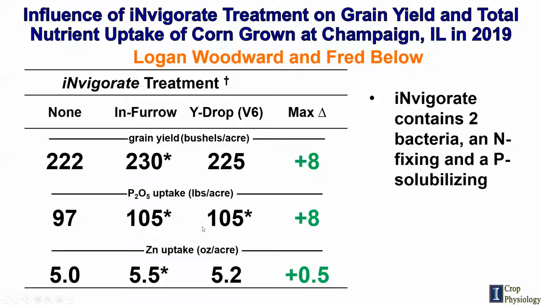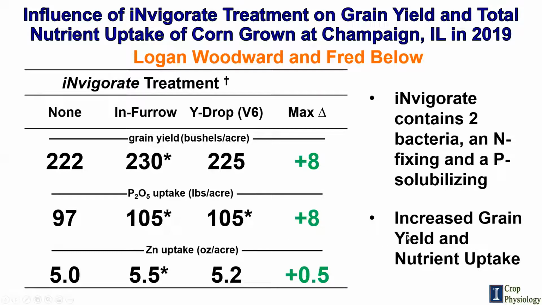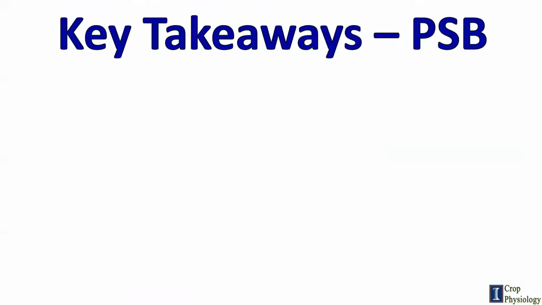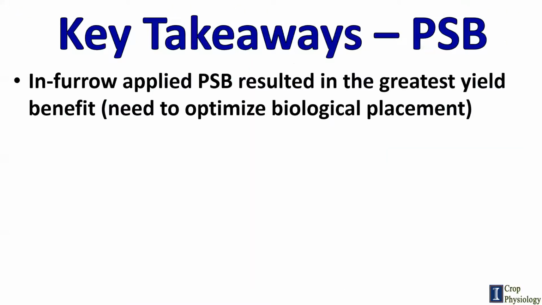It didn't all translate to yield, but phosphorus solubilizing bacteria are making phosphorus available, and it's helping to improve grain yields and nutrient uptake. So we think about water quality, right? This is one way to make sure that, yes, we are getting our phosphorus into the plant. So, some of the takeaways with those phosphorus solubilizers.